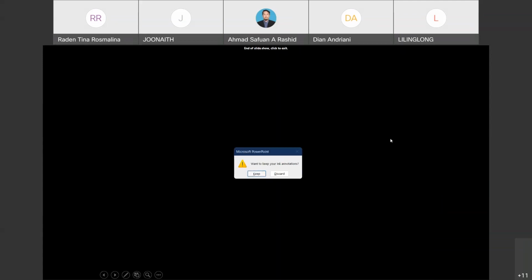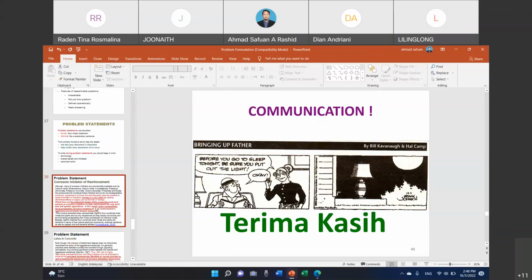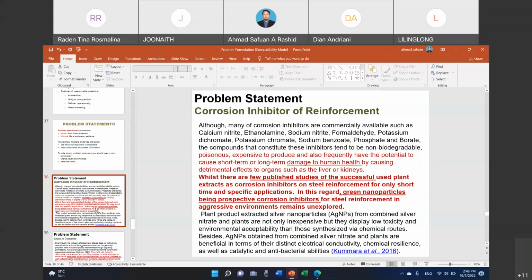Actually, you can learn more if you do a lot of reading. Normally in a thesis, or sorry, in a journal, you can find this kind of statement in the last paragraph of the introduction part. When you read the journal, normally in the last paragraph of the introduction, the author will discuss the limitations and also the objective of the study.